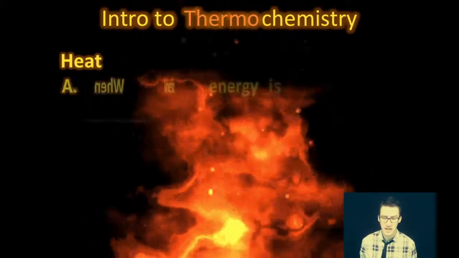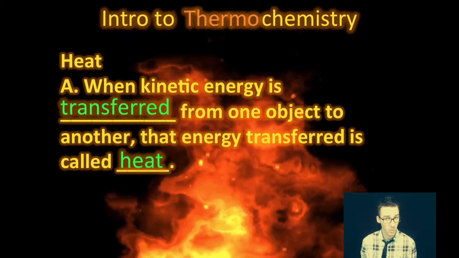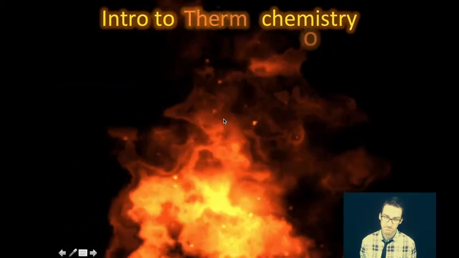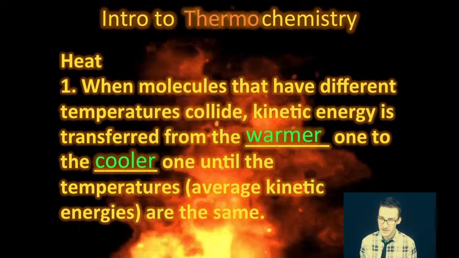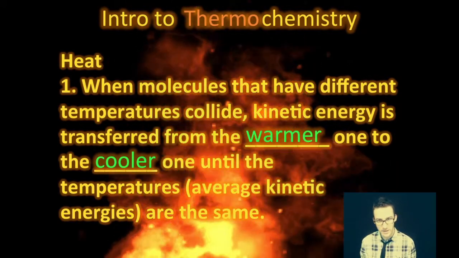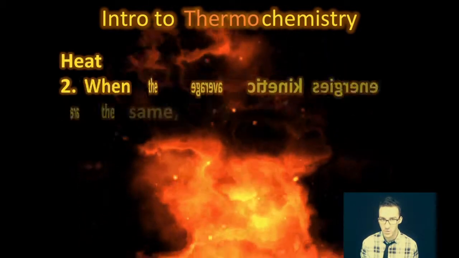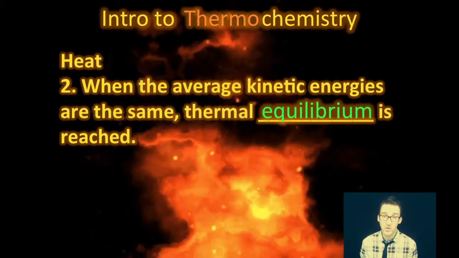All right, so let's get back to the good stuff. We're going to talk now about heat. When that kinetic energy is then transferred from one object to another, that energy transfer is called heat. When molecules that have different temperatures collide, that kinetic energy is transferred from the warmer substance to the cooler one until the temperature or average kinetic energies are the same. When we do reach the point where the average kinetic energies are the same, we say we have reached what's called thermal equilibrium.